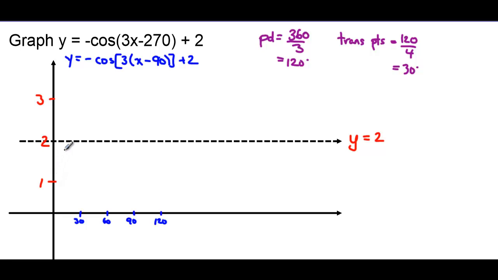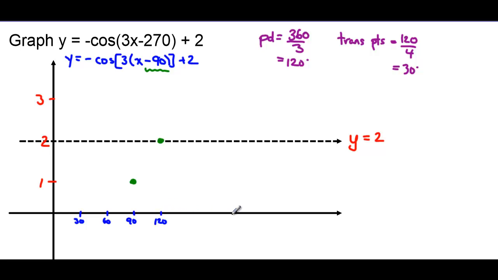But hold on, there's one other thing we have to remember. Here we have a phase shift. 90 degrees, and remember it's backwards thinking, so 90 degrees to the right. So instead of starting at the bottom right when x is 0, we're actually going to start at the bottom when x is 90. We need to phase shift over. Our next point will then move to the middle 30 degrees later, because that's our transition point. So we're going to put a dot here.